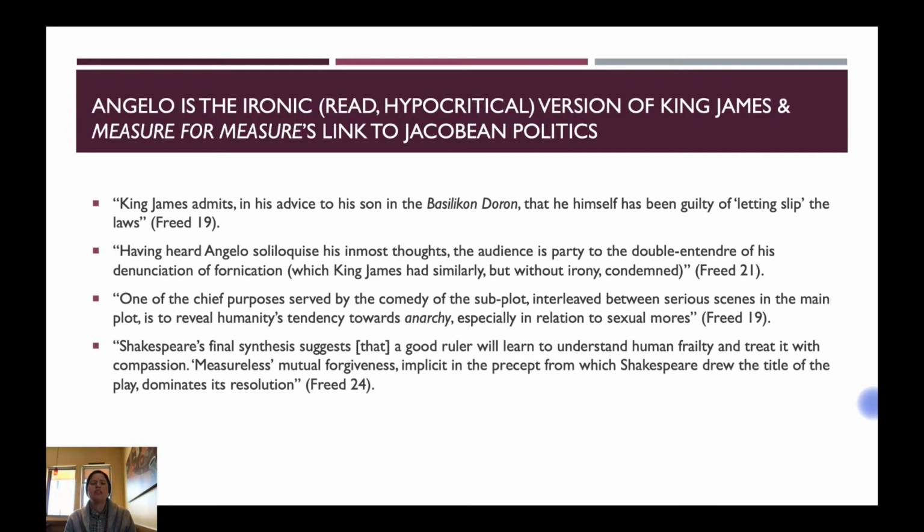Okay, and then we see, in the culmination of Freud's analysis, Shakespeare's final synthesis suggests that a good ruler will learn to understand human frailty and treat it with compassion. Measureless mutual forgiveness, implicit in the precept from which Shakespeare drew the title of the play, dominates its resolution. Right? So this idea that people are only human is the biggest thing that he wants the reader to take away from this play. Right? This idea that humans make mistakes, that we are fallible, and that a good ruler needs to recognize that humans make mistakes and are fallible.